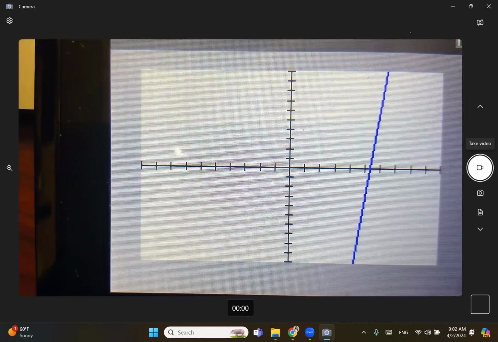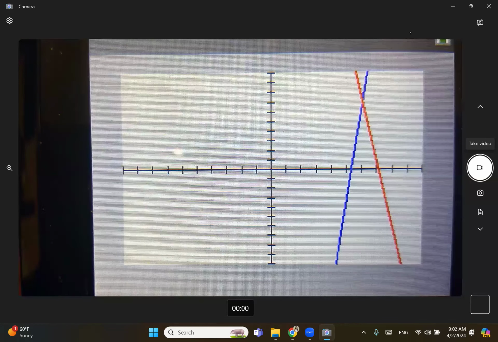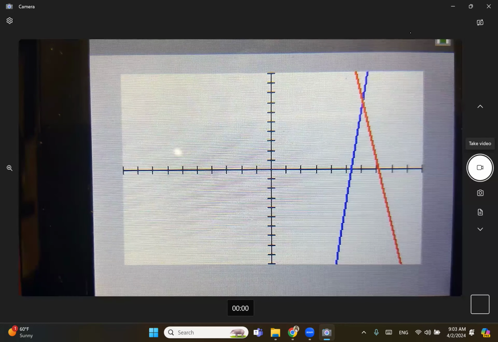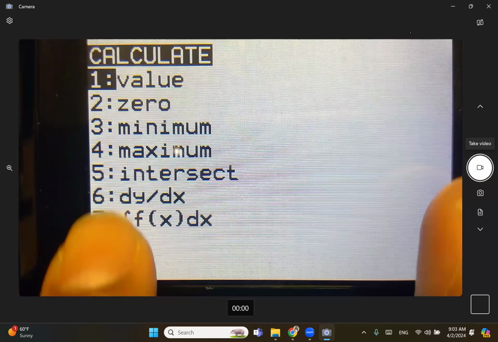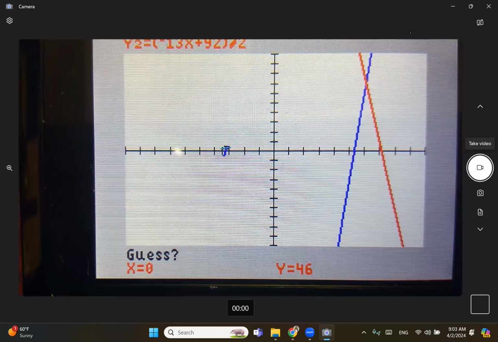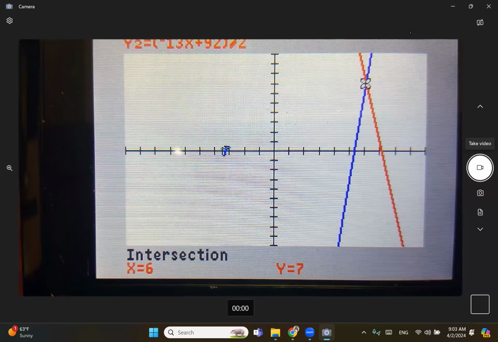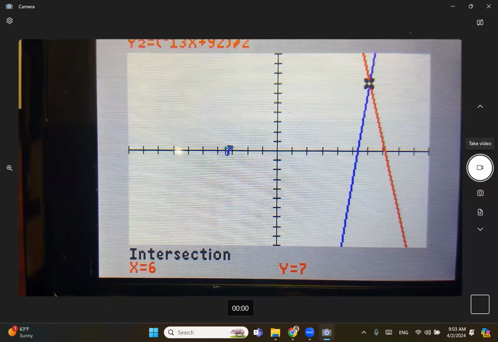Cool. Since I can see where they cross, we're going to press second what? Second trace, and we're looking for the point of intersection, so press number 5. Once the first question pops up, you can just push enter, enter, enter, and they cross at 6, 7. They cross at 6, 7. So your answer is A or F.